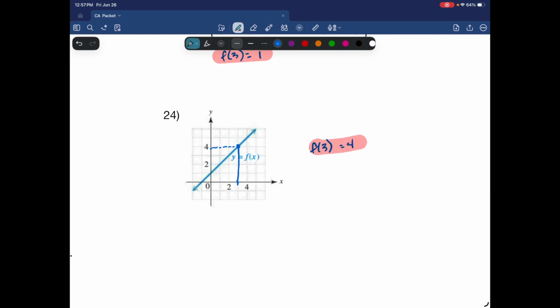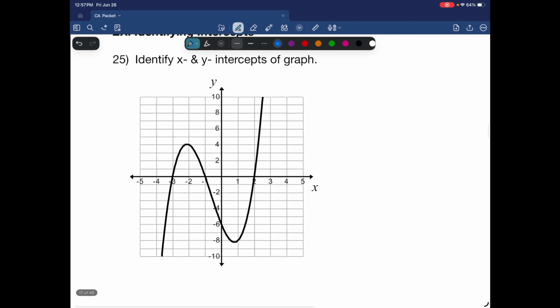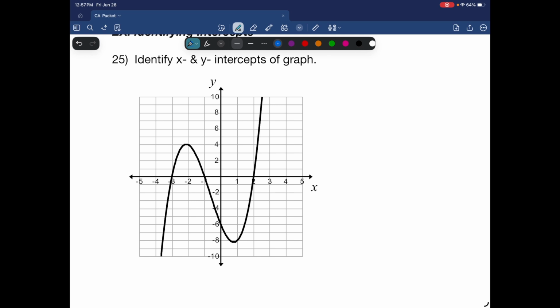Okay? Now, we can identify x and y intercepts of a graph. So let's take a look and see where it crosses each axis. So I got an intercept here, here, here, and here. And so my x-intercepts are across the x-axis at -3, -1, and +2. My y-intercepts are across the y-axis at -6. Okay? And that's all there is to it.